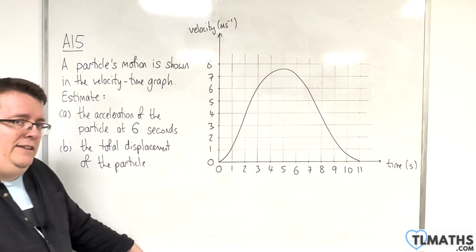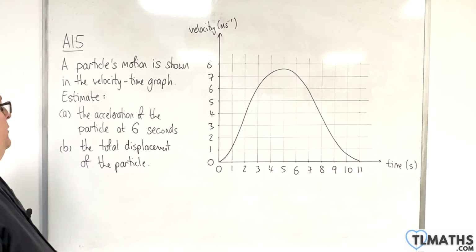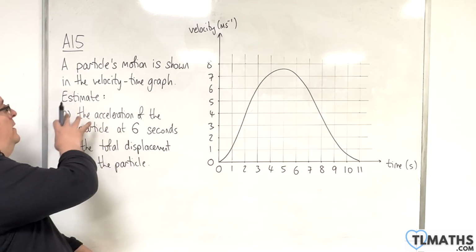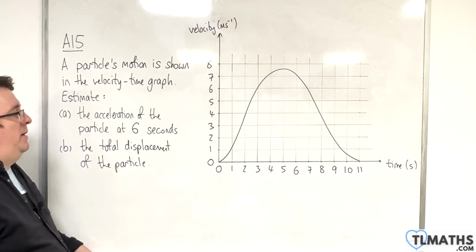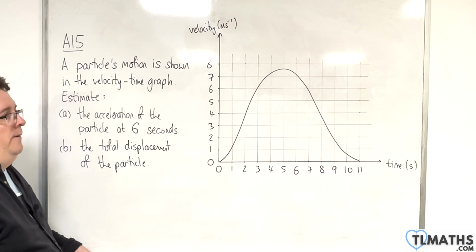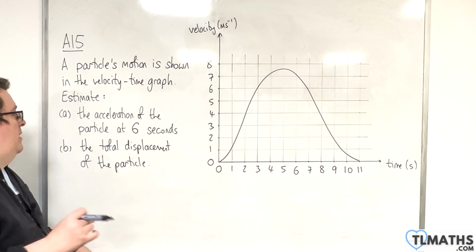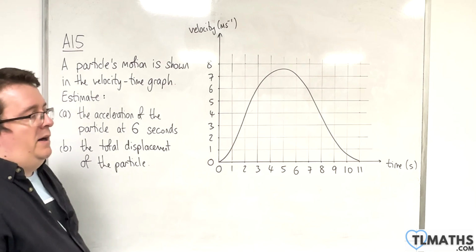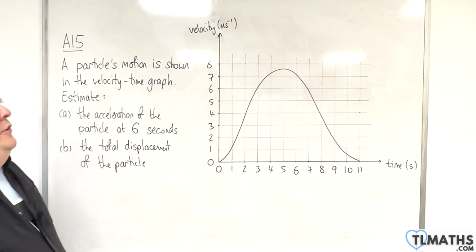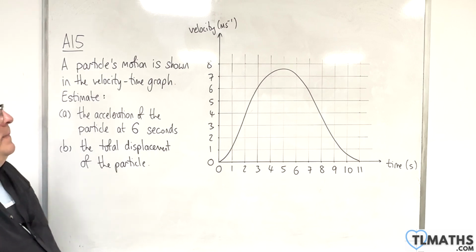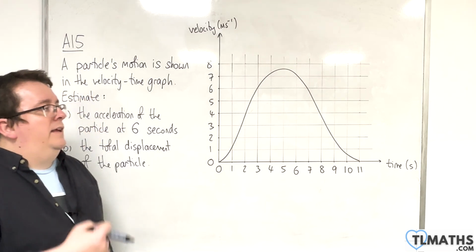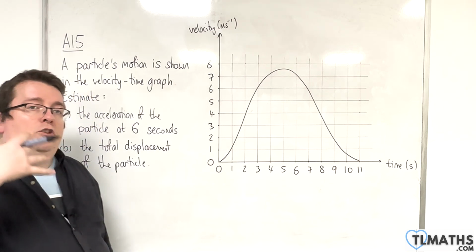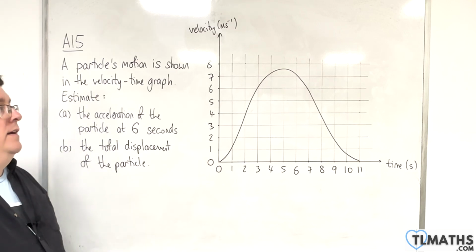So what we need to do in this video is two things. First of all, estimate the acceleration of the particle at 6 seconds. So what is the particle's acceleration at that point? And then part B, the total displacement of the particle. So first of all, the acceleration. The acceleration of the particle is based on the gradient of the curve at that point.